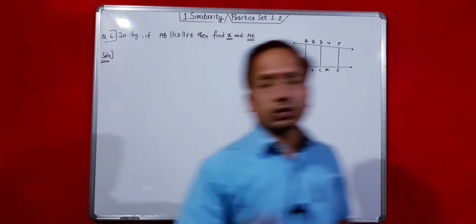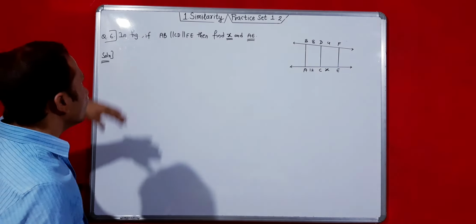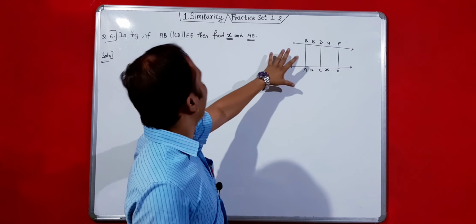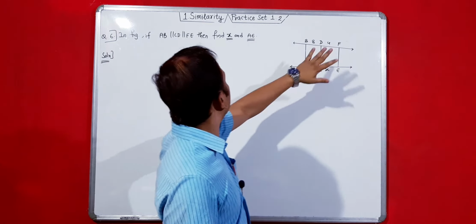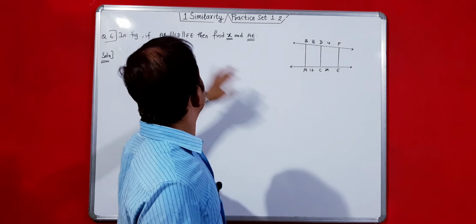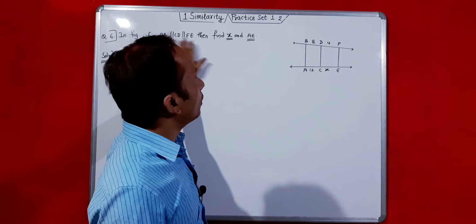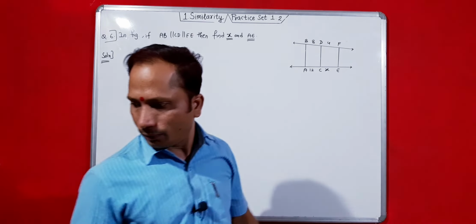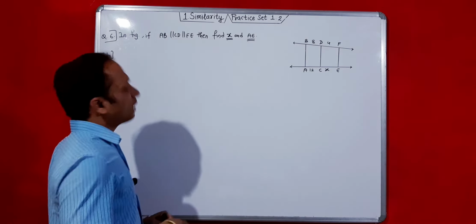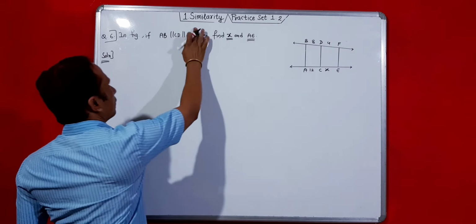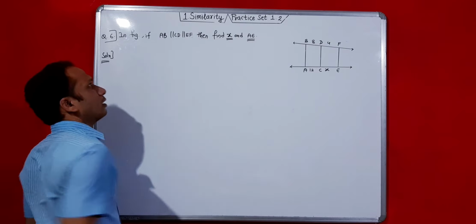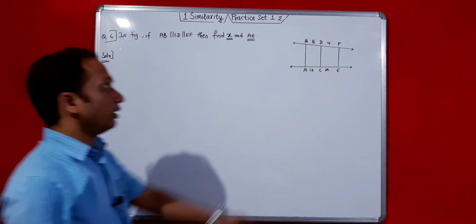So we'll solve the next problem, in which one diagram is given. AB parallel CD parallel EF. Actually in the book it is given FE, but I am writing EF. FE and EF both are the same. Then find X and AE.